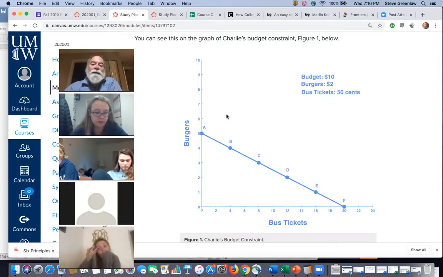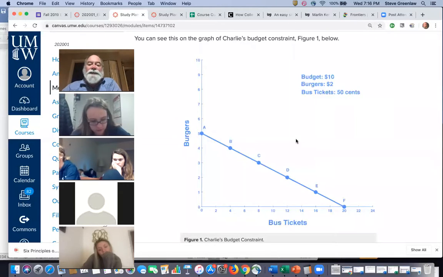So most of us divide our budget between different goods, burgers and bus tickets. And what that means is we operate somewhere along this curve, depending on how hungry we are and how much we want to get home, right? So let's look at the graph. The graph actually has a lot of useful information.